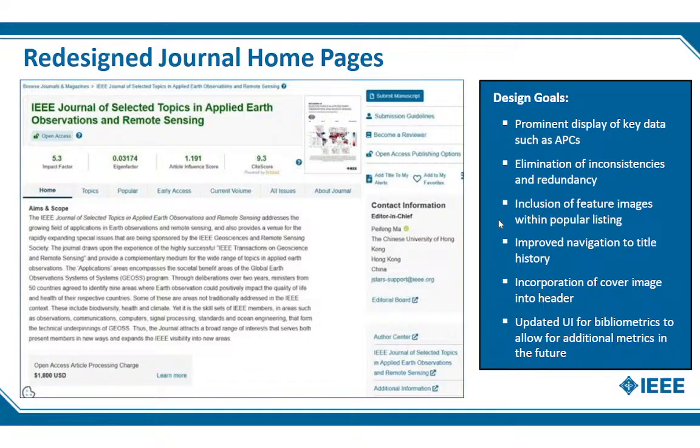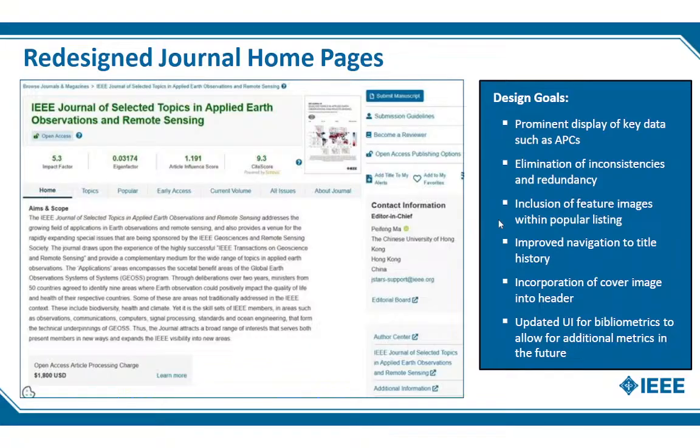When it comes to the journal's homepage, you might have noticed some updates and changes. For example, we have updated the more predominant display of key data, for example, the article processing charges, or the impact factors, the Eigenfactor values, or the quantitative measures of the quality of the articles. And we have highlighted dedicated tabs for most popular publications, the recent issues, the latest updates, and improved navigation to the title history, as well as updated UIs, etc.